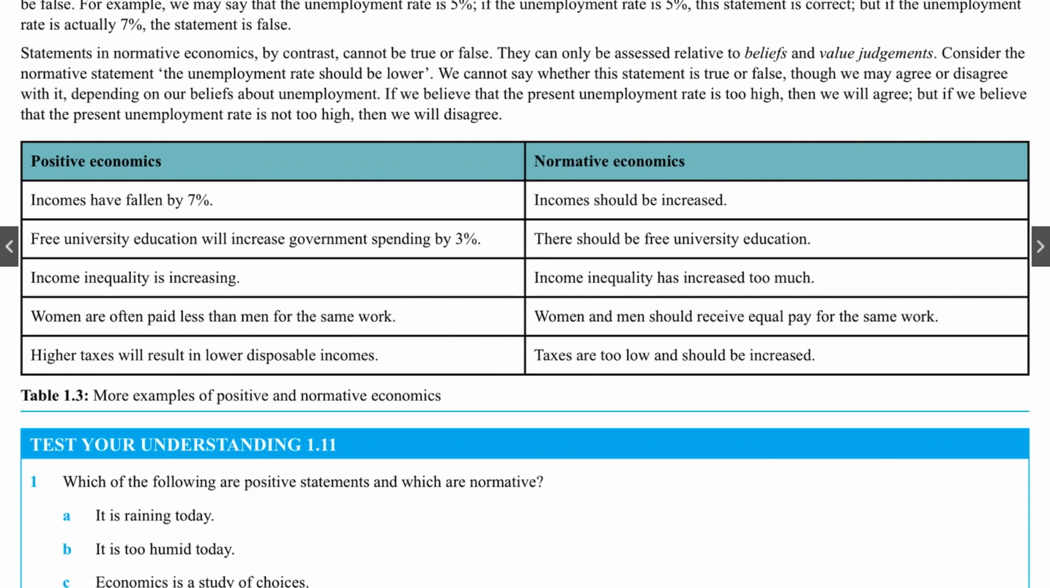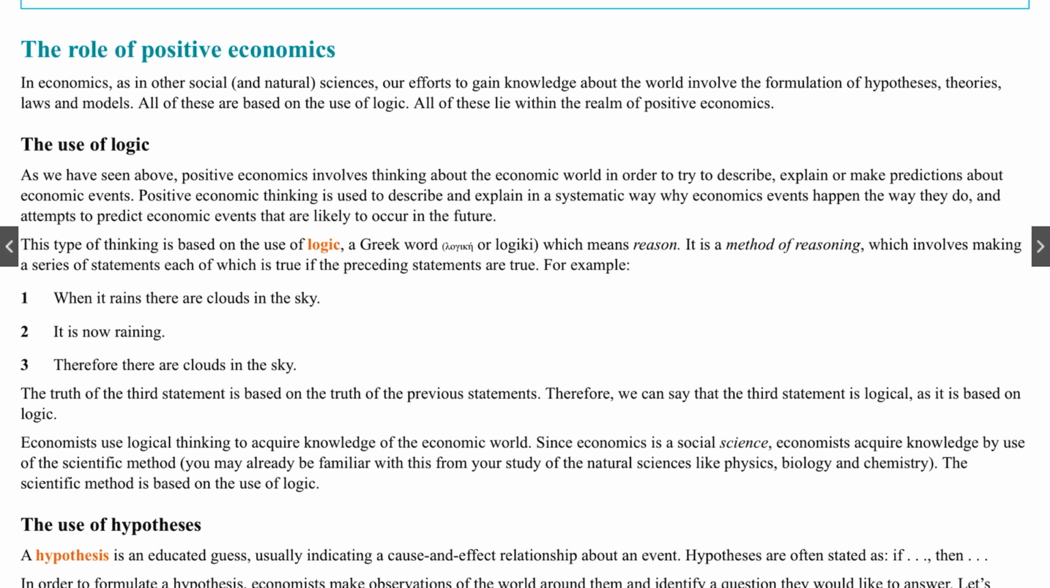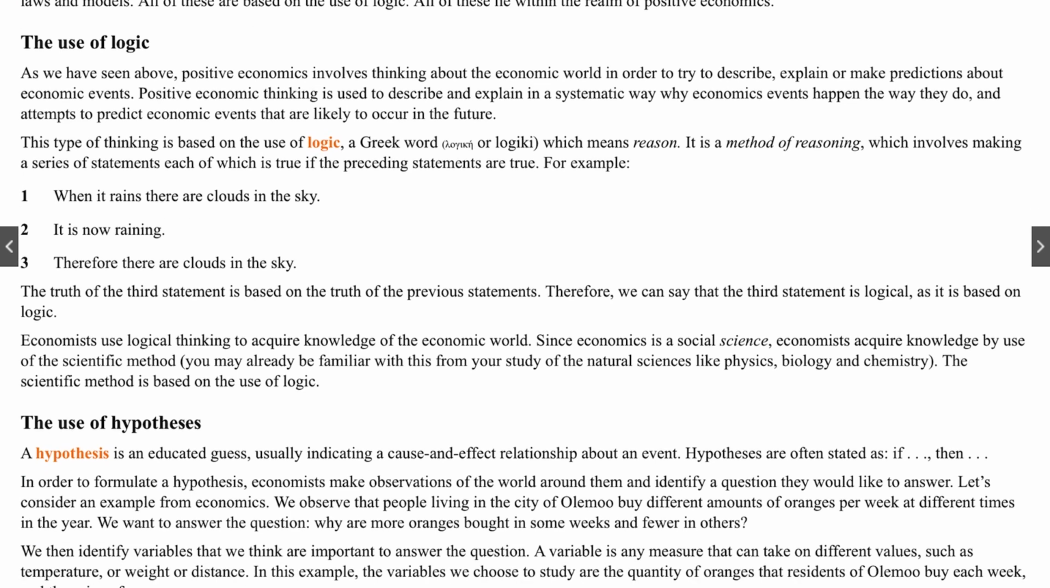Here is a table that the book shows between the two. And then it also talks about the role of logic in positive statements or positive economics. So I mentioned how it uses a lot of statistics, otherwise logos if you take English. Here also logic. So what it tells us about logic is that it can include statements such as when it rains, there are clouds in the sky. Again, when we talk about positive statements, we could talk when demand increases, price increases.